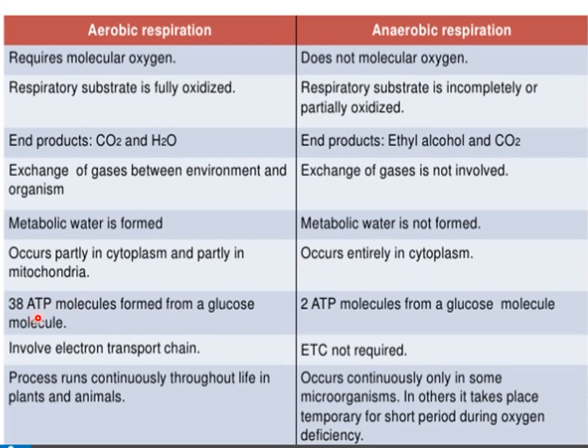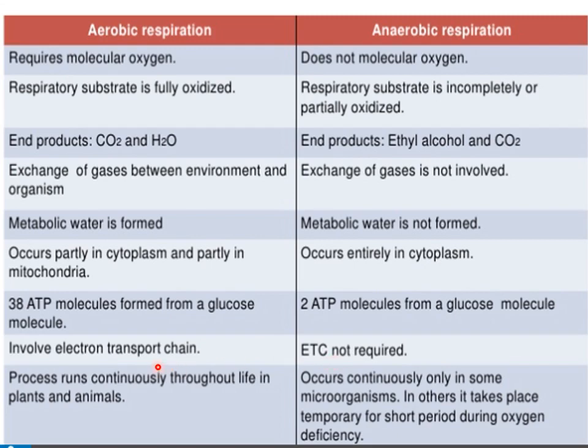So 38 ATPs are produced by one molecule of glucose, which is respired in the process of aerobic respiration, while only 2 ATPs are produced in the anaerobic respiration of a single molecule of glucose. Aerobic respiration involves the electron transport chain, while in anaerobic respiration, the electron transport chain is not involved.